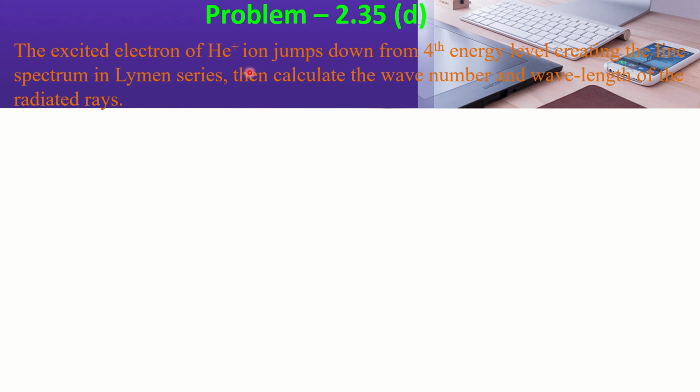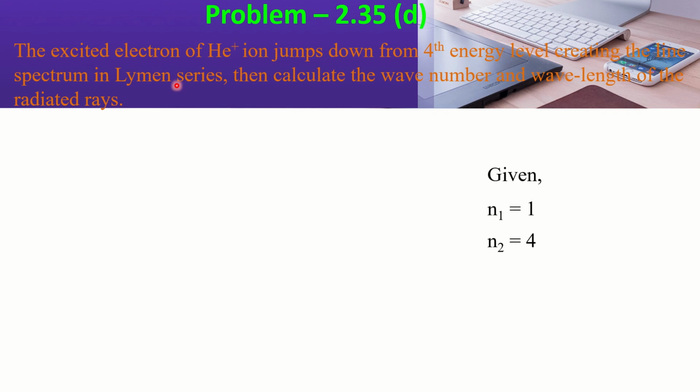But the lower energy level is not given. But it is telling that the spectrum line is created in Lyman series. Lyman series means the value of N1 equal 1. So, here the value of N2 is 4 and the value of N1 is 1 because the spectrum line is created in Lyman series. You have to calculate the wave number and wavelength of this radiated ray.